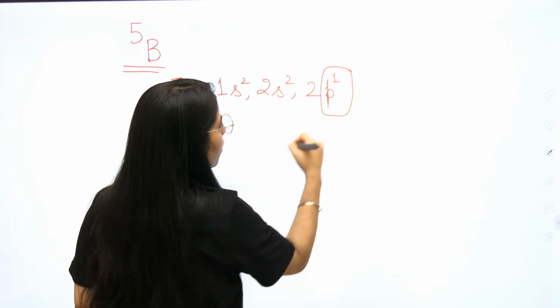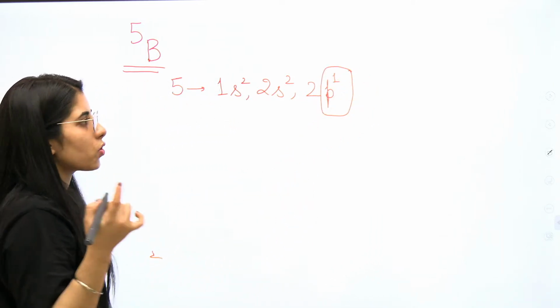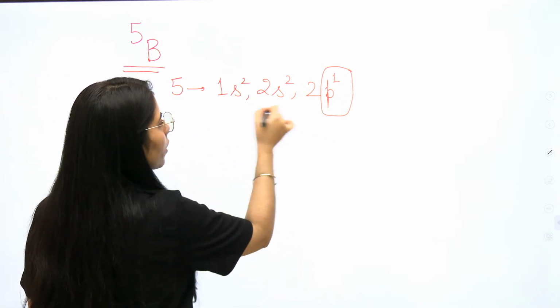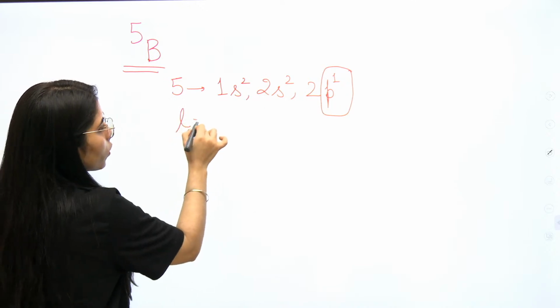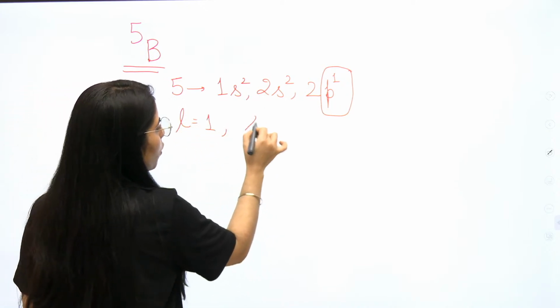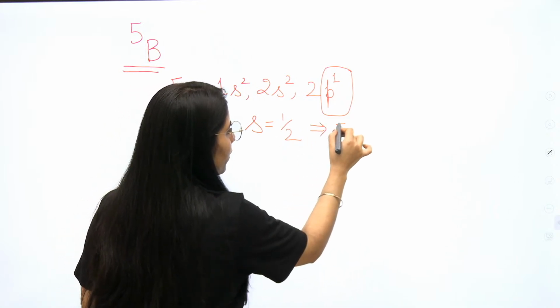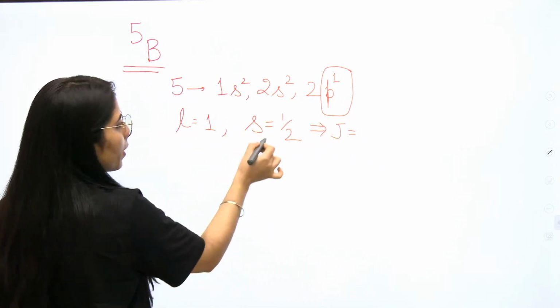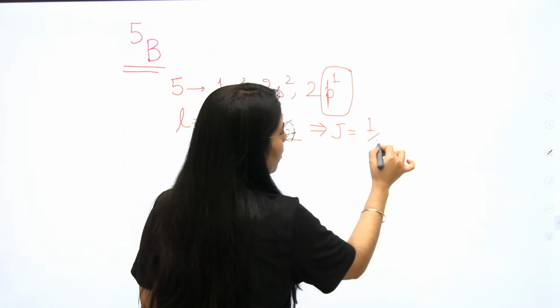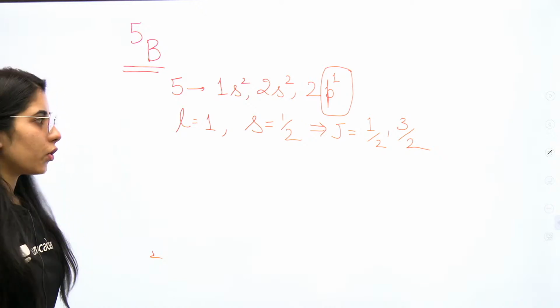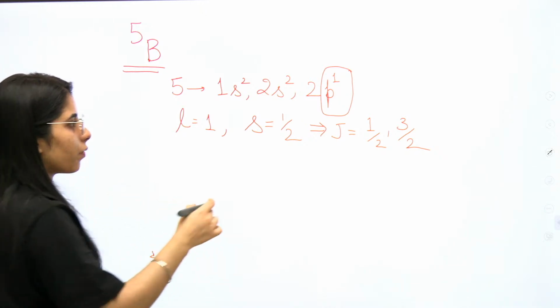Last one, P1. How many electrons are there? Just one equivalent electron case. What will be the value of L? L is equal to 1. What will be the value of spin for one electron? Half. What will be the value of J? J is equal to L minus S to L plus S. 1 minus half to 1 plus half. Half and 3 by 2. The gap is of one value only. So you will just consider the two values here. J value you have got.